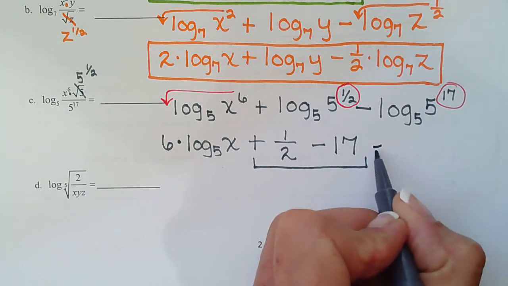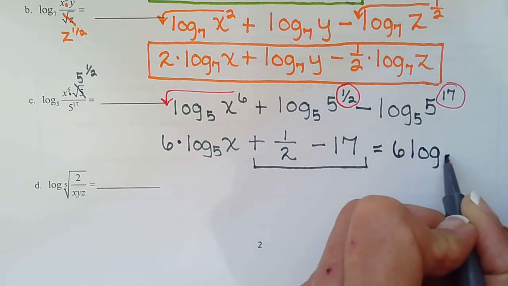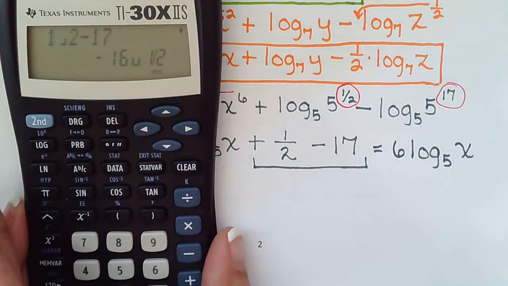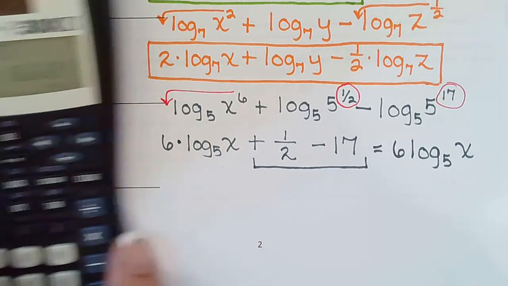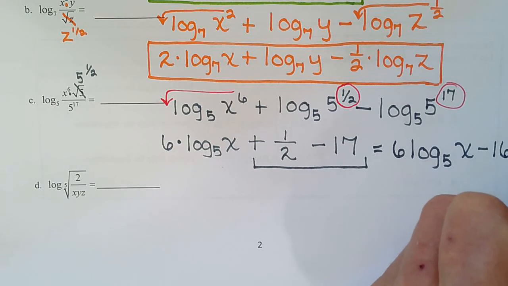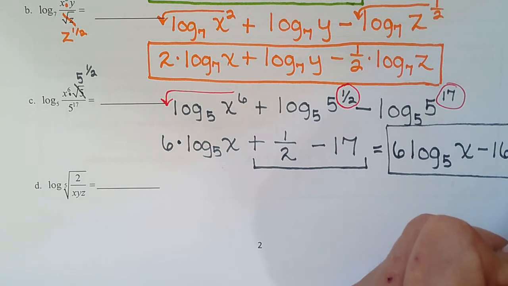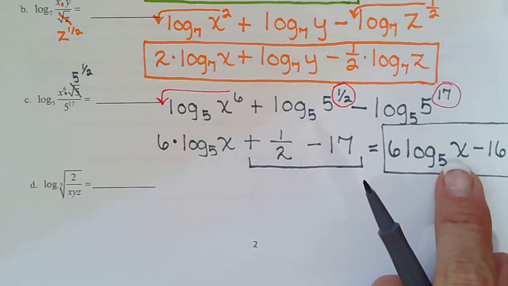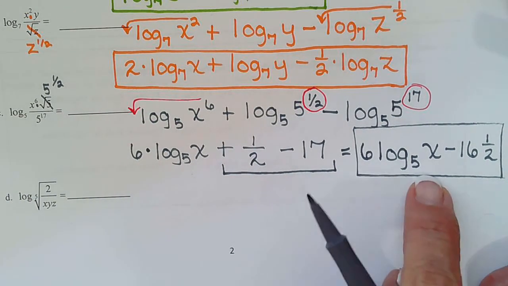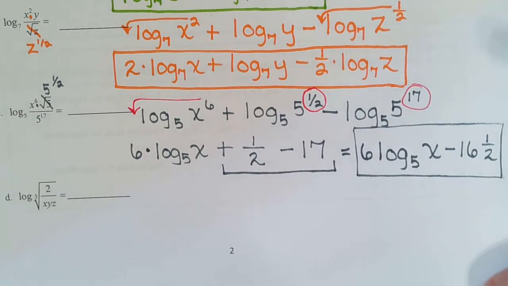So my final answer is going to be 6, and I'll just leave the times off. Log base 5 of x, and then this turns into, as the calculator said, negative 16.5, or you could do negative 16.5, either one. And that's my answer. And I know the first one can't be simplified because see how it has a variable? So it can't be simplified. So I just leave it after I do the power rule. But these two are like terms, so I had to combine those.